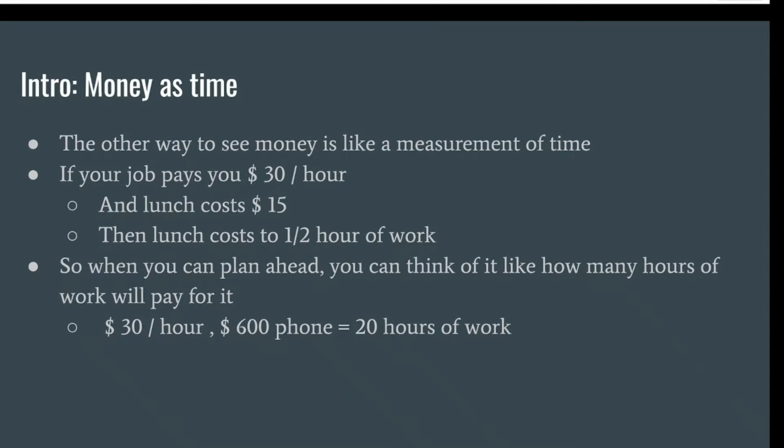Now think about money in terms of time. If your job pays you $30 an hour and that lunch costs you $15, then that lunch costs you half an hour of work. So when you plan ahead, you can think of how many hours you work to pay for it. So at $30 an hour, a $600 phone will cost you 20 hours of work.